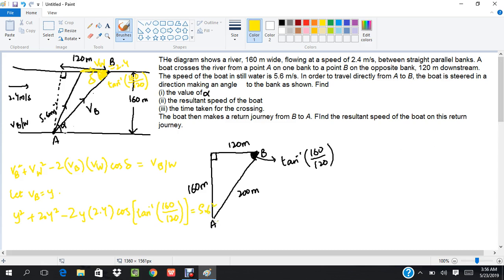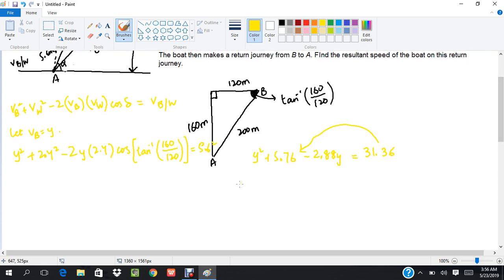Fine. Let's move ahead. So we have Y squared. The square of 2.4 happens to be 5.76. Add 5.76 minus 2 times 2.4 times cos of tan inverse of 160 upon 120. So this comes out to be 2.88. Minus 2.88y is equal to 5.6 squared, which is 31.36. Let's send it to the other side to get a simple quadratic equation in y. So y squared, take away 2.88y, take away 25.6 is equal to 0.